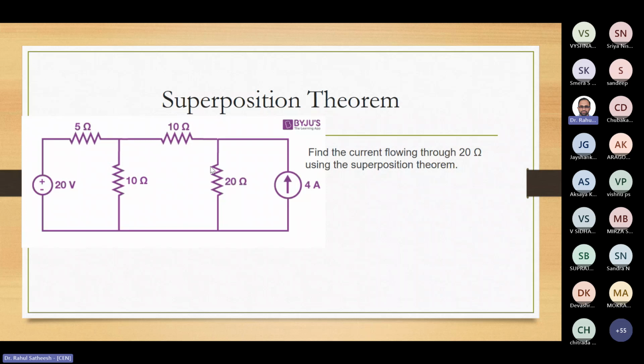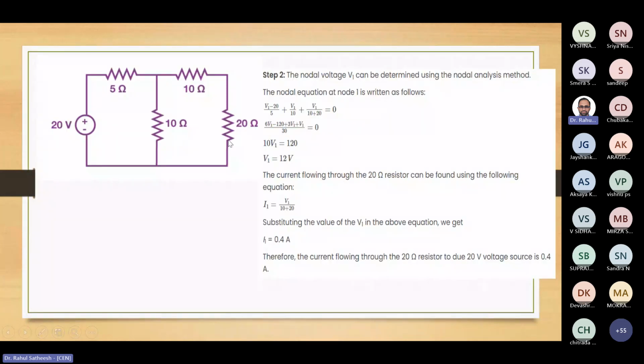We need to find the current through the 20 ohm when the 4 ampere source is open and only the 20 volt is considered. This is the circuit for that. We open this terminal and the 20 ohm is there. We can use mesh analysis, node analysis or current division to get the current passing through the 20 ohm.